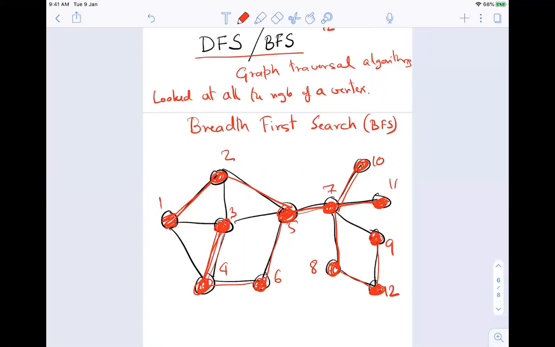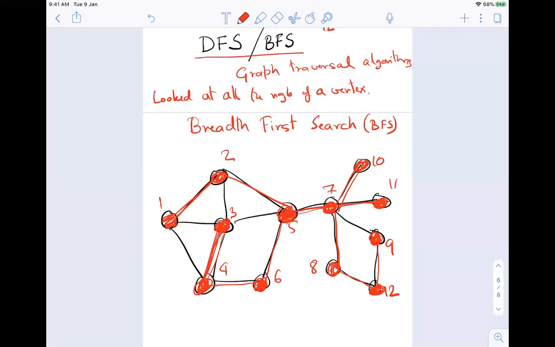Then I come back from 3 to 4. I find that 4 doesn't have an edge. It has 1, but that has been looked in. That has already been tagged. From 4, I come back to 6. From 6, there's no other neighbor left. Then I come to 5. 5 has a 3, but that has been tagged.